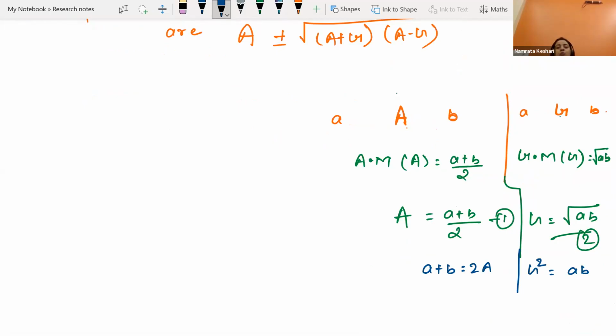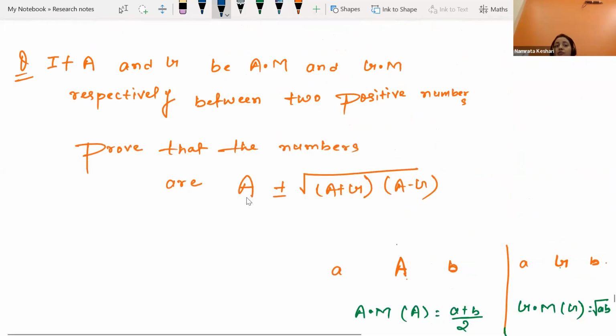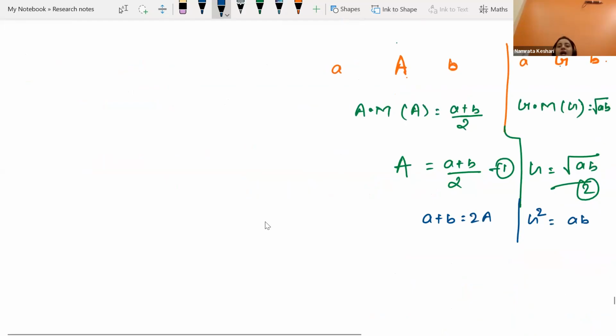Yes, ma'am. Now, by the method of substitution, basically what the question says, read it carefully. Prove that the numbers, that means the numbers a and b which we have taken, are this. And you can see clearly that it is having A, it is having G. So we are sure that anyhow, if we solve these two equations, we will be able to find a and b in terms of capital A and G, arithmetic mean and geometric mean, right? Ali and Alina.